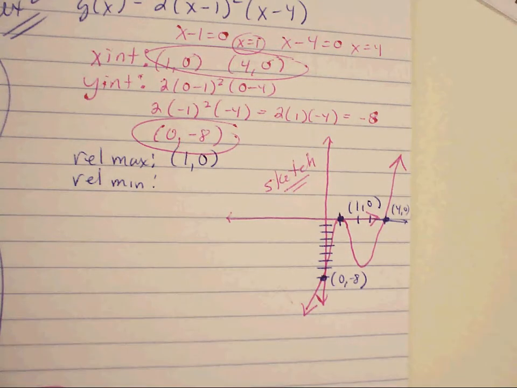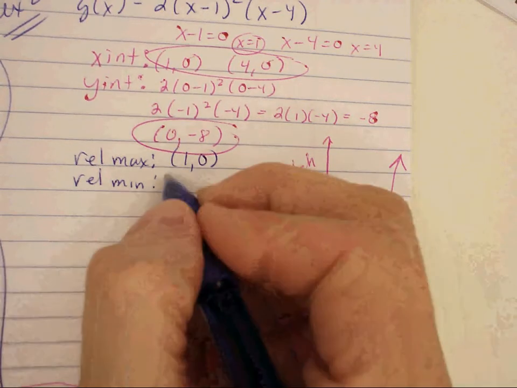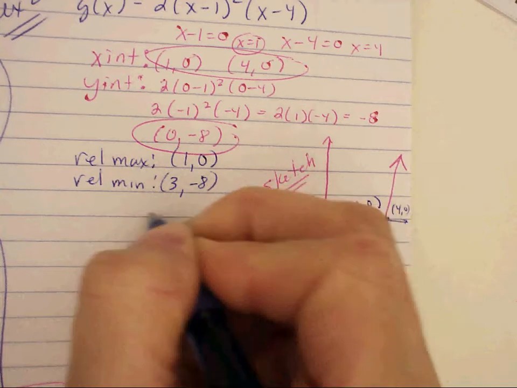Let's clear this out. You don't have to FOIL it out to put in your calculator. You can just put it in exactly like it is in factored form. The calculator doesn't mind. 2 times x minus 1 quantity squared times x minus 4. Were we pretty close in our drawing?